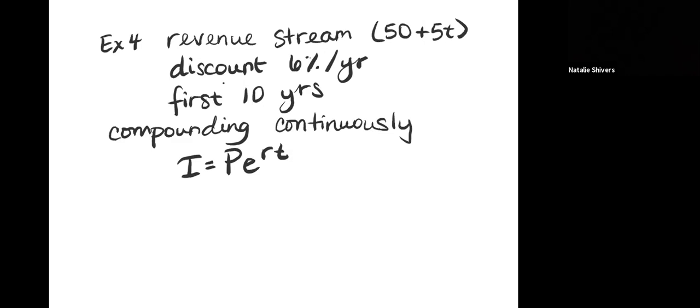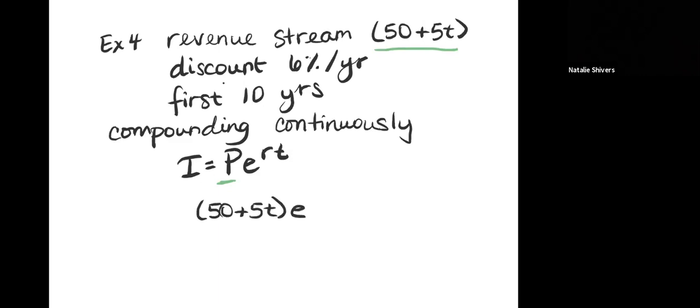So normally we have an initial amount for P because P is the principal, but in this case, it's our revenue stream. So our revenue stream is going to go in place of P. So we're going to put 50 plus 5t in the front.